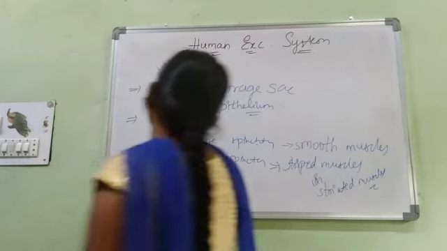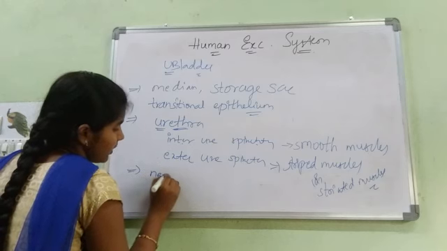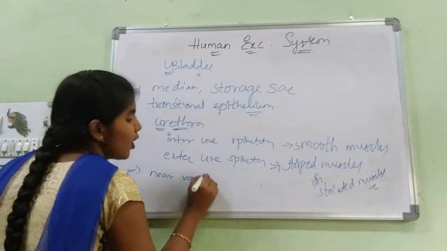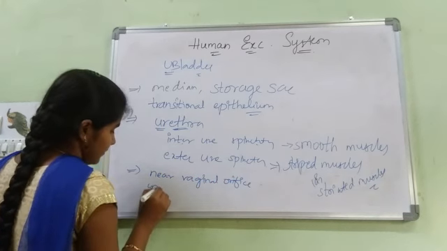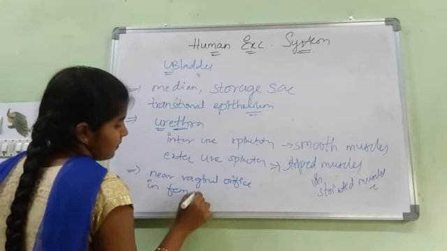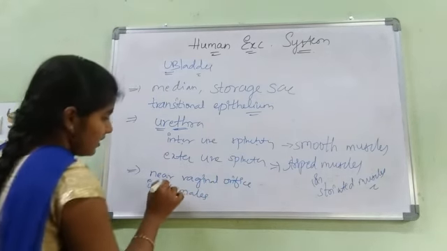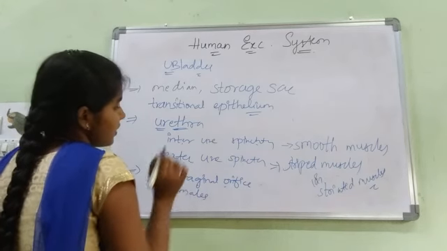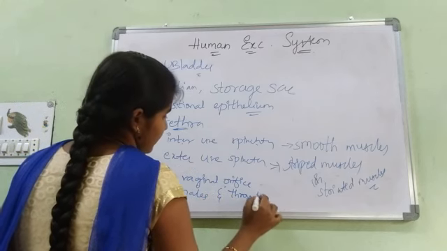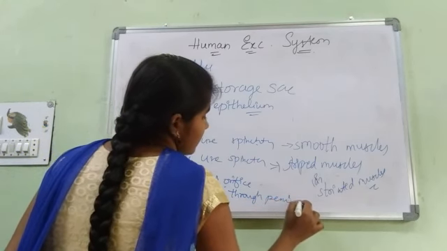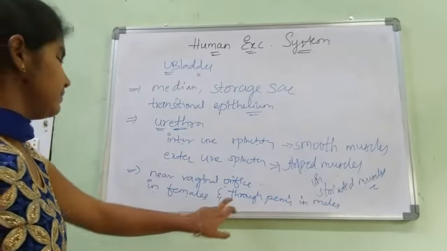And this urethra opens near the vaginal orifice in females. We'll observe this in the human reproductive system. Near the vaginal orifice in females this urethra opens, whereas in males it opens through the penis. Get these points noted.